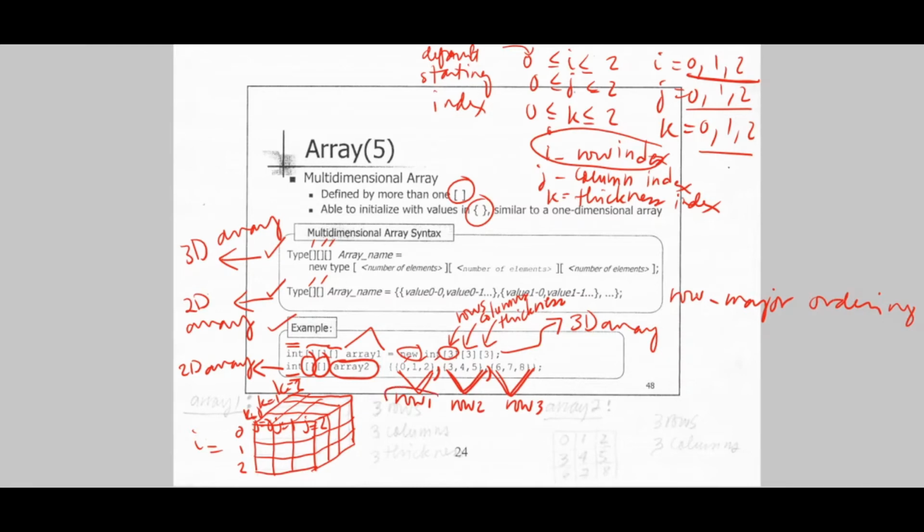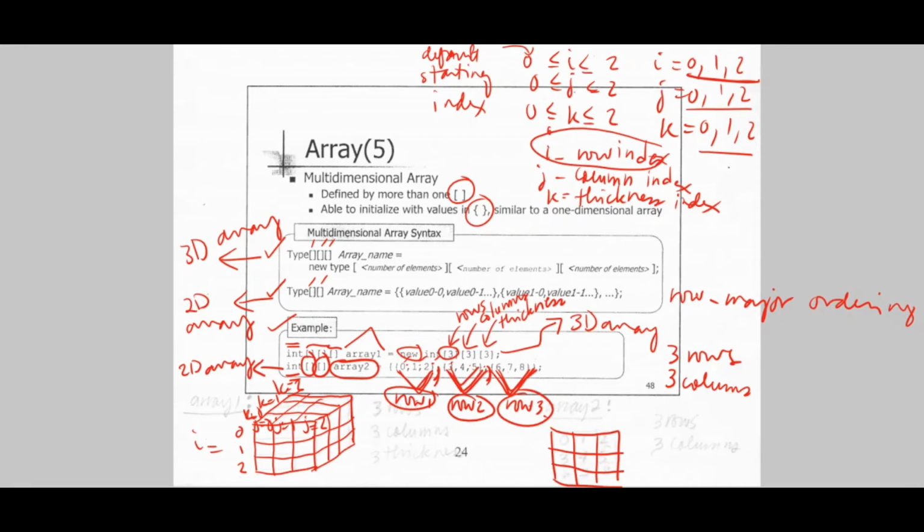So since there are three elements in the outer level of the initializer, it means that there are three rows. Okay, row 1, comma, row 2, comma, row 3. And each row has three columns. So it has three columns since each row has three elements inside. So this is a 3 by 3 array. So array 2 would look like this, a 2D array of three rows.